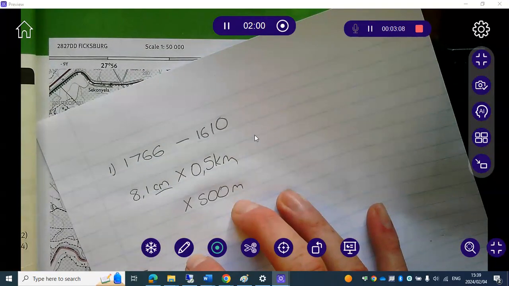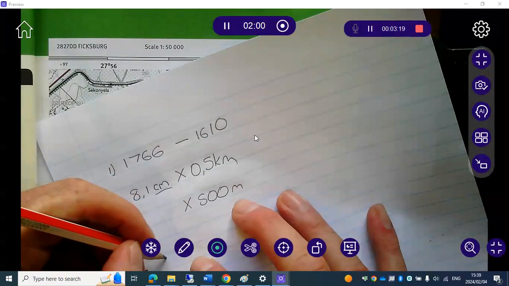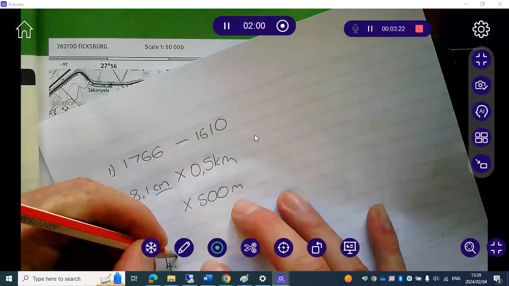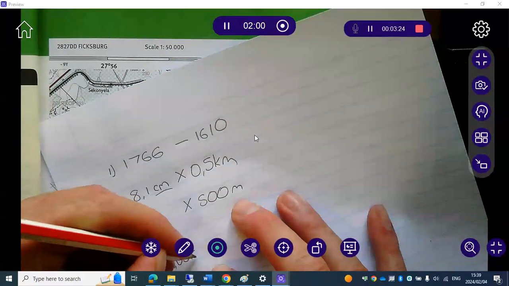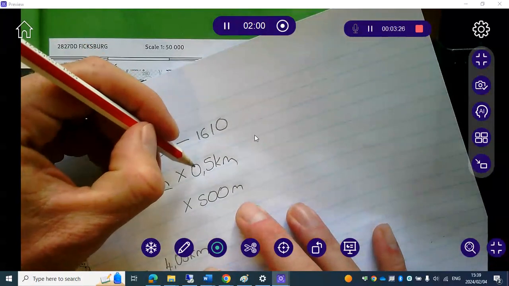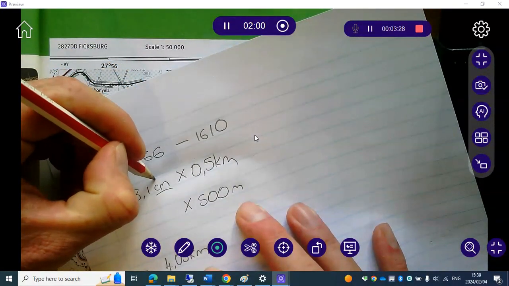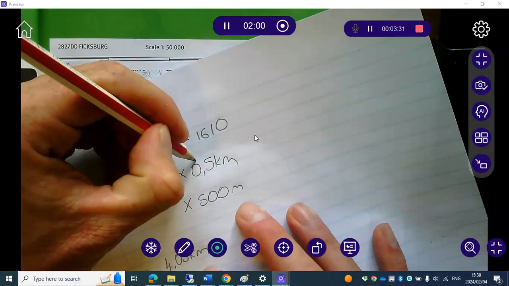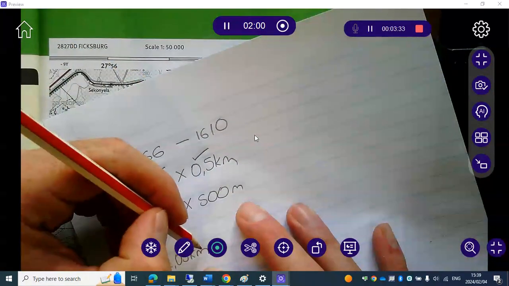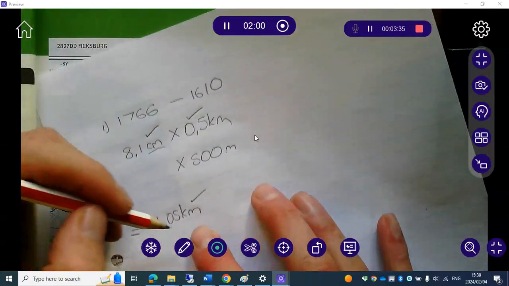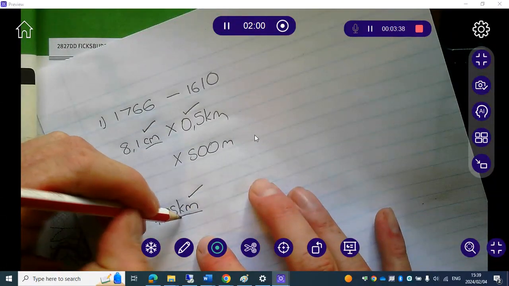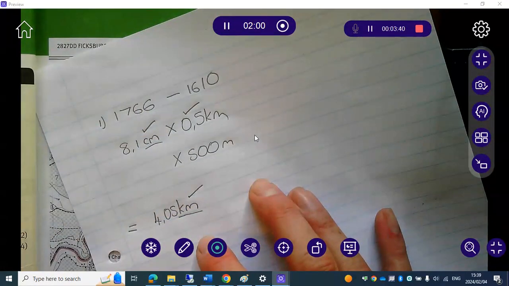All right, you guys technically don't need a calculator, but let's go to the calculator. So if we say 8,1 times 0,5, the answer would be 4,05 kilometers. Very important, guys, to make sure that you indicate the unit, you indicate what you're multiplying by, and that you've got the unit behind. No unit, no mark, guys.